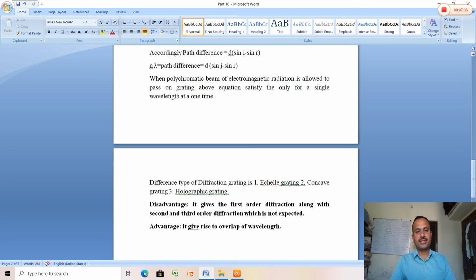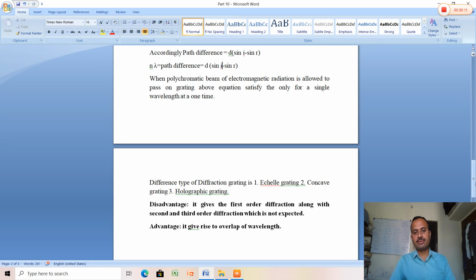Now, what is the disadvantage of the grating? Diffraction grating gives first order diffraction along with second and third order diffraction, which is not expected. The prism has the advantage that it gives only first order diffraction, but opposite to that, the diffraction grating has this disadvantage.